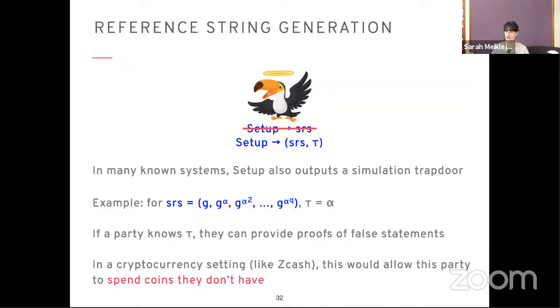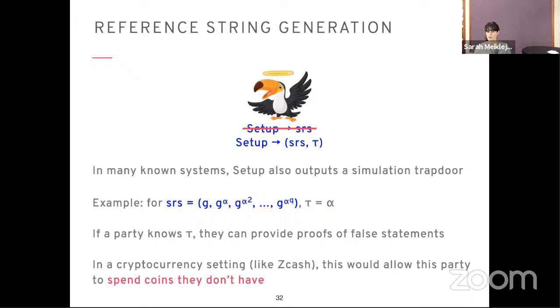If we now consider a cryptocurrency setting like Zcash, which actually does use zero knowledge proofs, then this becomes even more disastrous, because this party would be quite financially incentivized to provide proofs of false statements, since doing so would allow them to spend money that they don't have. In Zcash, you basically prove in zero knowledge that you have certain coins. And if you can fake that proof, then you can just prove that you have coins without actually having coins, and then you can spend them.